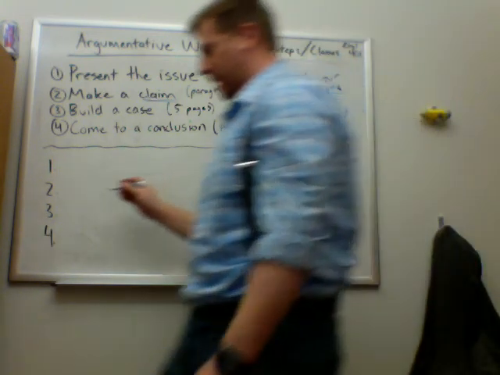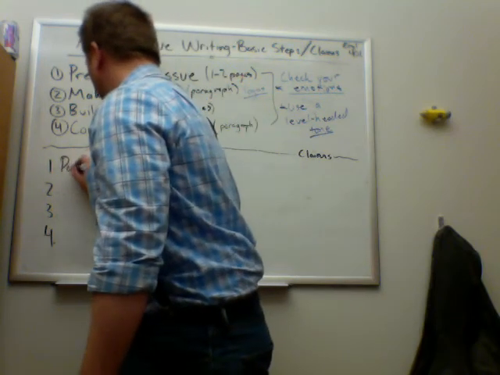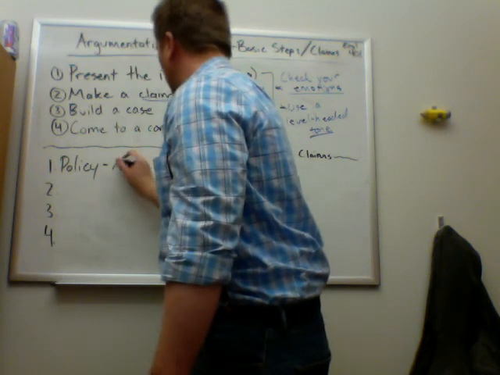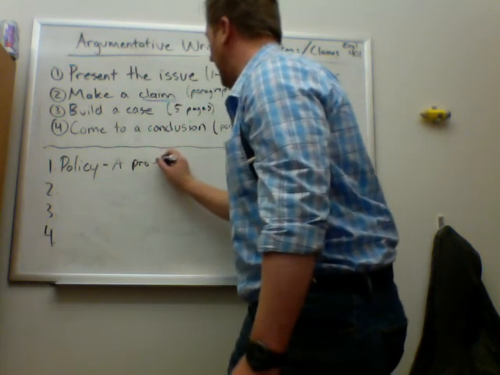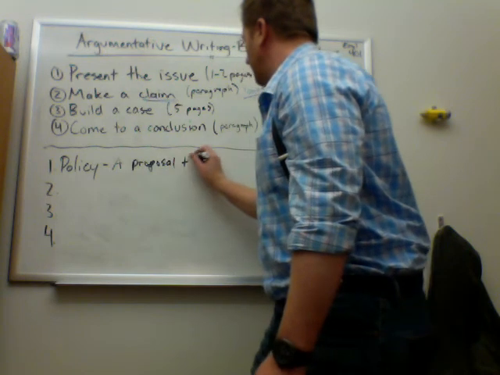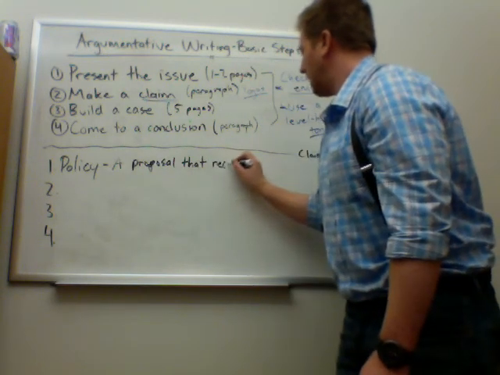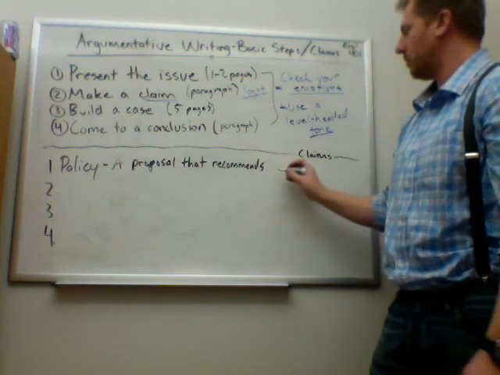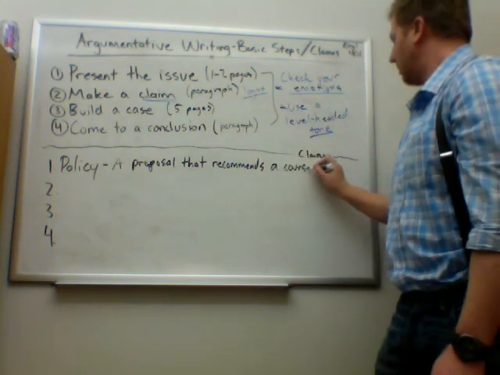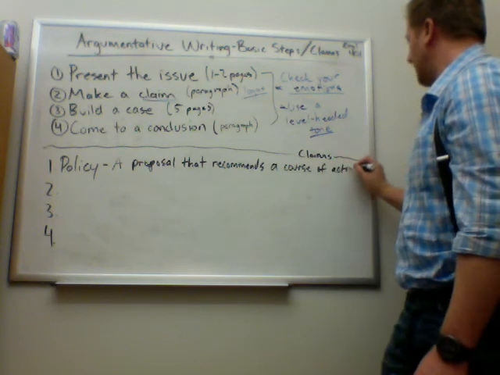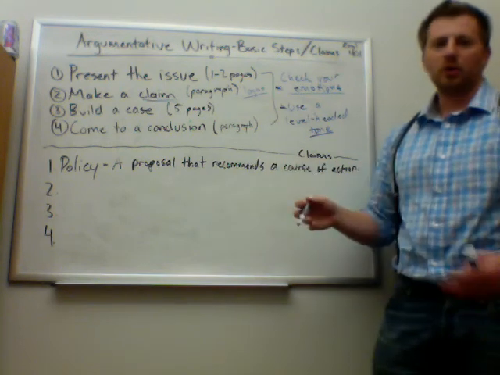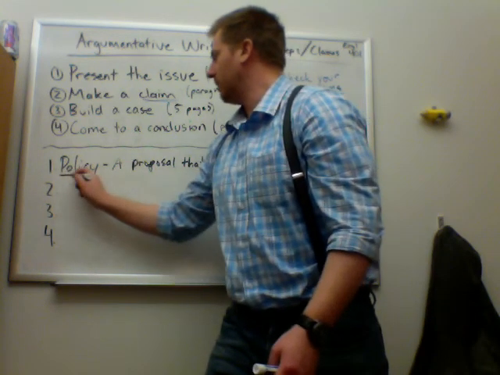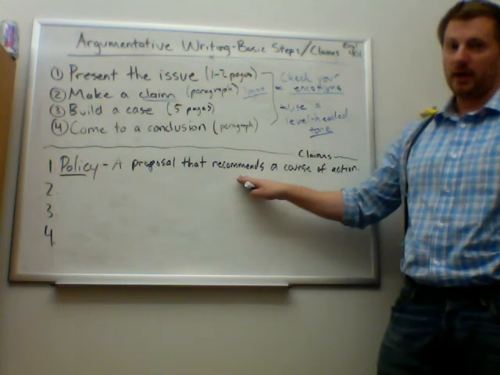The very first claim is called a policy-based claim, all right? So a policy-based claim is a proposal that recommends a course of action. So in the case of my paper on nuclear waste disposal, I could have said, okay, this is what the United States needs to do in order to fix things, in order for things to be better. There needs to be a new policy that we need to adopt. Okay? That's just one kind of claim that you can make.